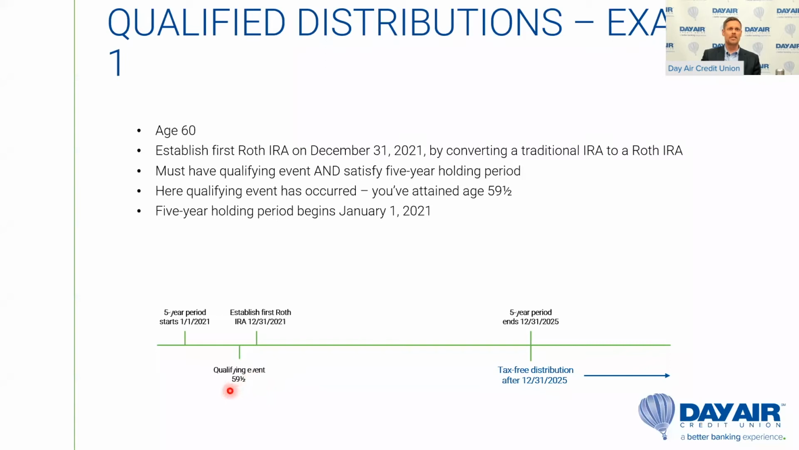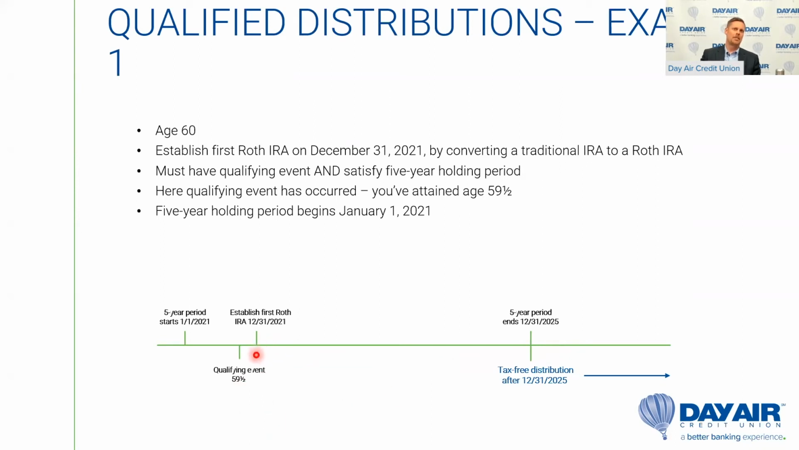So in this case, the qualifying event is 59.5. So that means that there's no 10% penalty for early withdrawals. And then the earnings, you would need to wait until 5 years to withdraw the earnings. So let's just do a for instance scenario here.